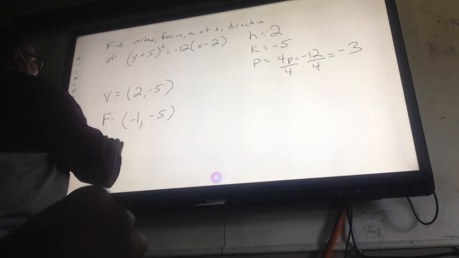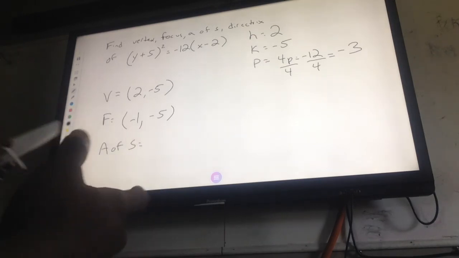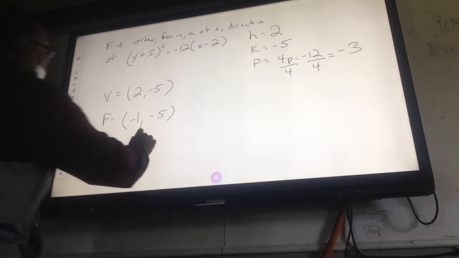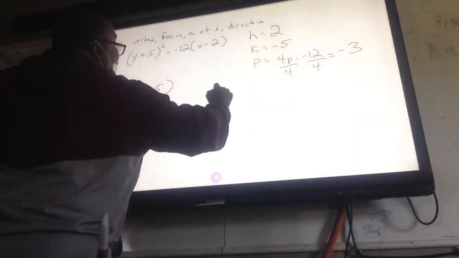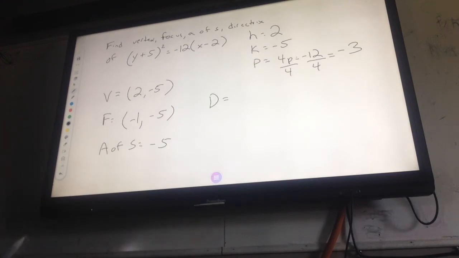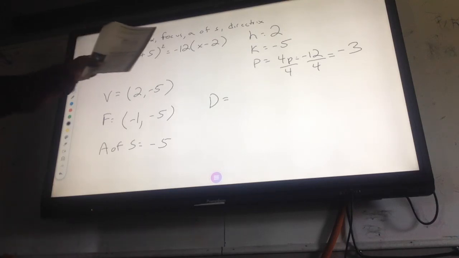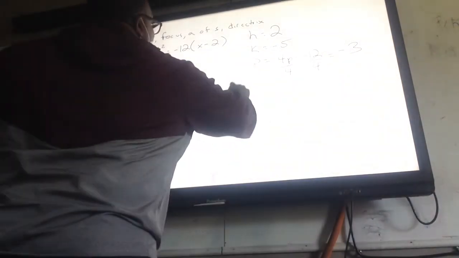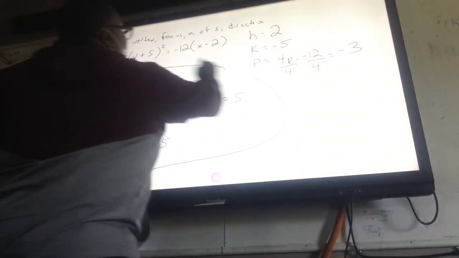Let's do your axis of symmetry. The axis of symmetry is y equals K. What happens to be K? K is negative 5. And then your directrix. The directrix is x is equal to H minus P. What is H? 2. And 2 minus -3 is? What is it, Taylor? 2 minus -3. It's 5. Those are your answers.